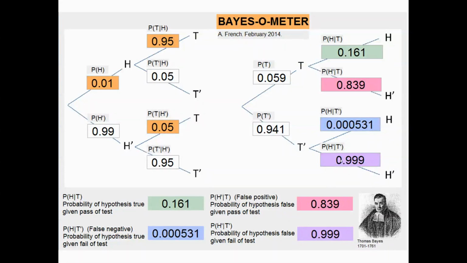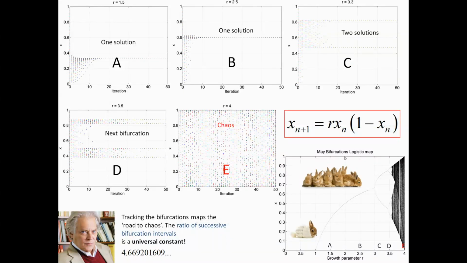Bayesian inference, i.e. the probability of a hypothesis being true given observational data, is one of the most important ideas of science. The Bayesometer demonstrates how probabilities can be unexpectedly low if the hypothesis is rare and tests are not perfectly accurate. May's bifurcating bunnies model of rabbit populations is a classic gateway to chaos theory ideas. The maximum population fraction next year, x, depends on this year's population fraction. Depending on a growth parameter r, the asymptotic population either crashes, stabilizes, oscillates, or indeed becomes entirely chaotic.